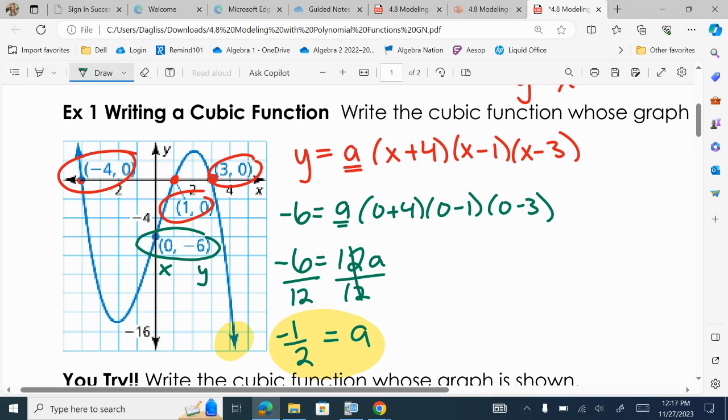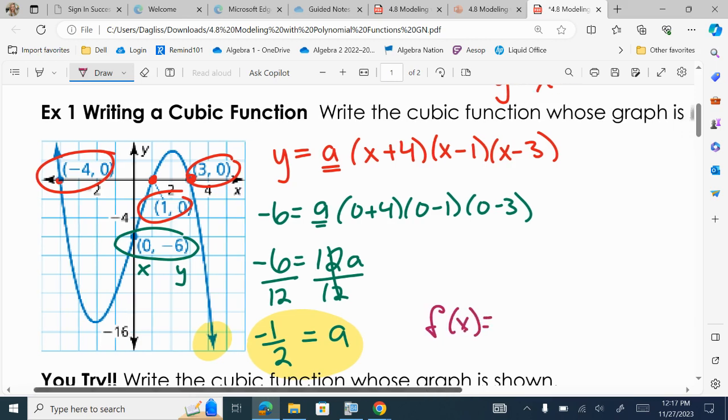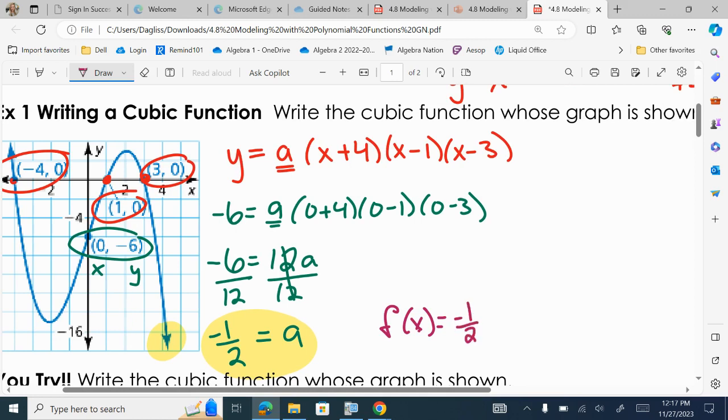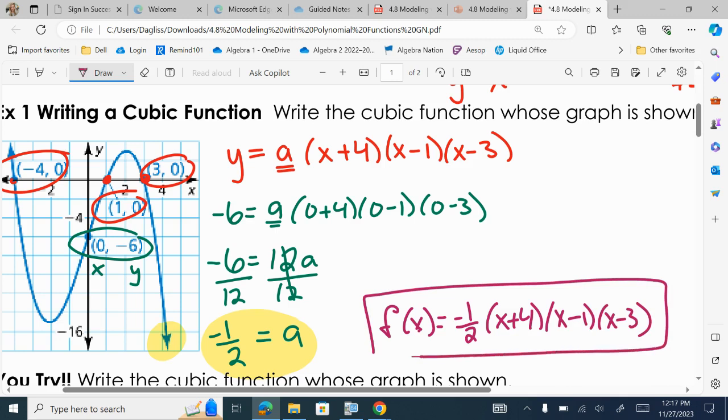Okay? And now I have everything I need to write our function. So we're going to do f of x equals -1/2 times x plus 4 times x minus 1 times x minus 3. Yeah, this is factored form or intercept form. If you were asked for standard form, you would do more. You would multiply, distribute, that whole thing. But I am confident you can multiply from here on if you had to.